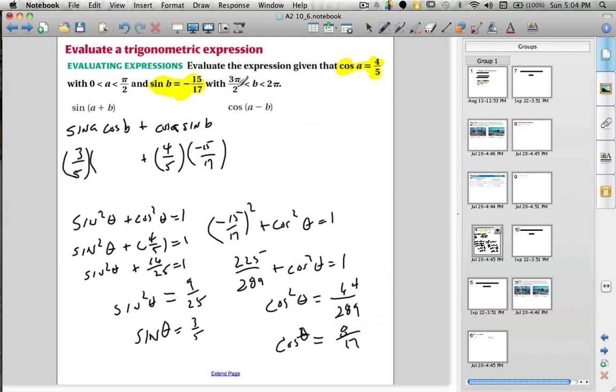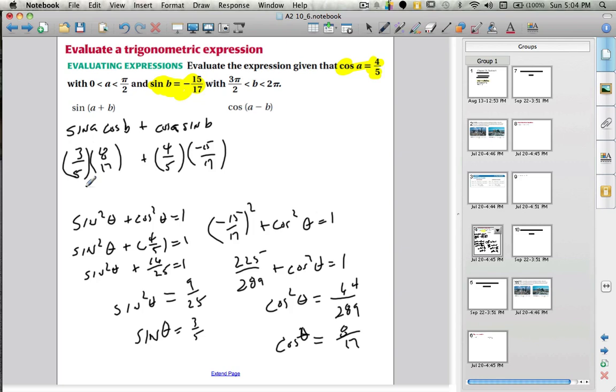Now, it's important to think about where these lie. For instance, angle A is in the first quadrant, so I know the values are both going to be positive, which is what we're doing right now. So I know it's going to be 8/17. So let's go back and take a look at angle B. B is in the fourth quadrant. So if I find cosine in the fourth quadrant, cosine being related to x, that's also going to be positive, so I'm good with this here.